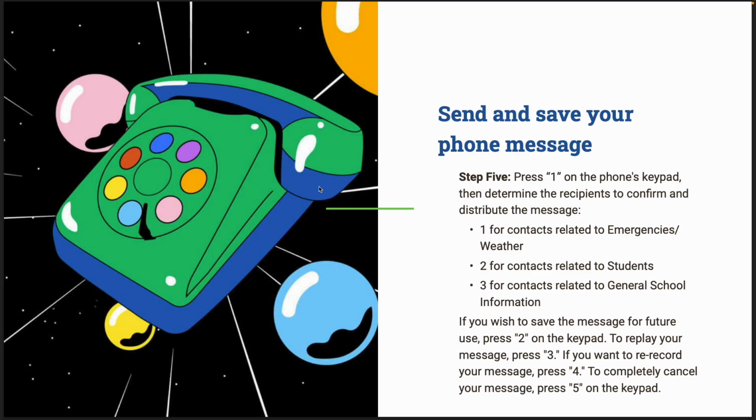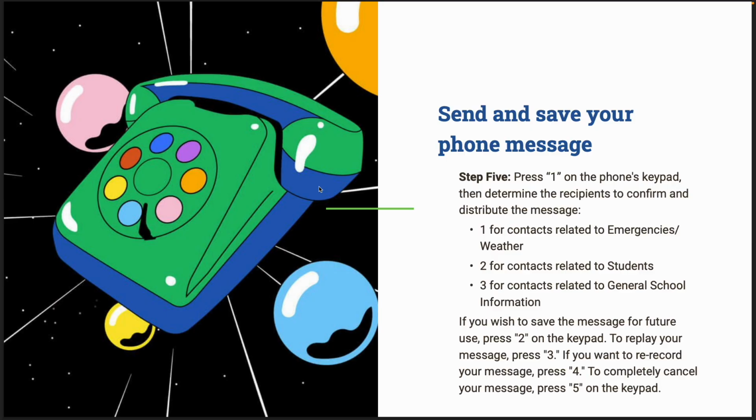Step 5, press 1 on your phone's keypad, then determine the recipients to confirm and distribute the message. 1 is for contacts related to emergencies and weather. 2, for contacts related to students. 3, for contacts related to general school information.